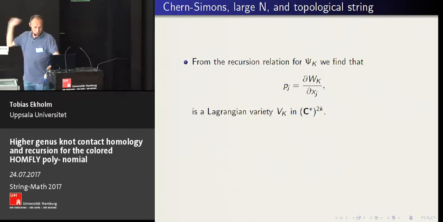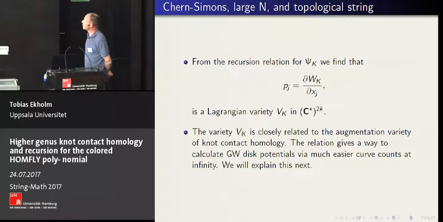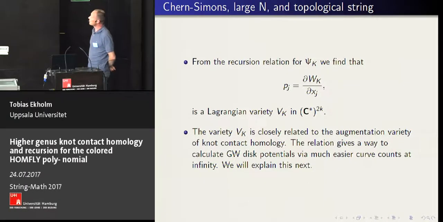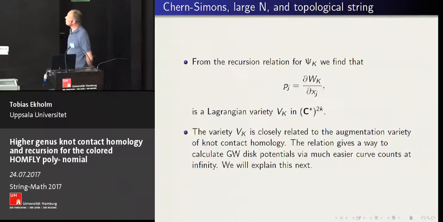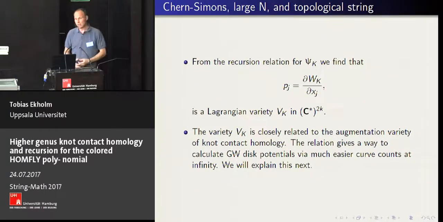And then there is also the q parameter, but I view it just as a parameter. So as it turns out, and that's the starting point for all this story, this variety is in all examples equal to the augmentation variety of knot contact homology. And this relation actually gives us a way of counting holomorphic disks. So this is a very non-trivial problem, to count these disks inside. It's hard to find them in general, for general knots. But we can then count them from infinity in a much easier way.